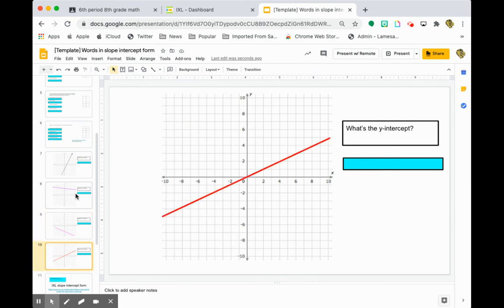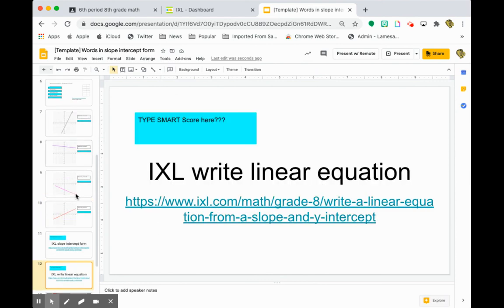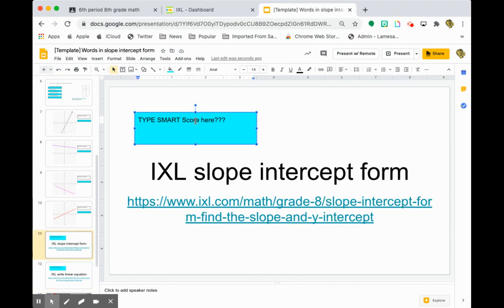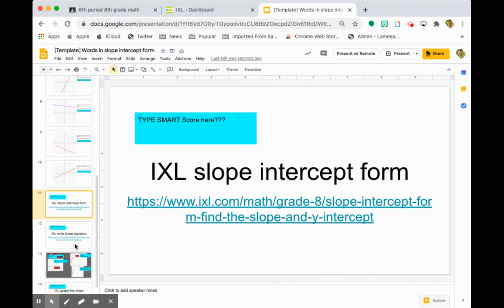Once you finish those, I want you to work on your IXLs. Once you have your IXLs done, make sure you put your SMART scores, whatever score you got. Remember, your goal is 85. And so try to get an 85 or better on those.